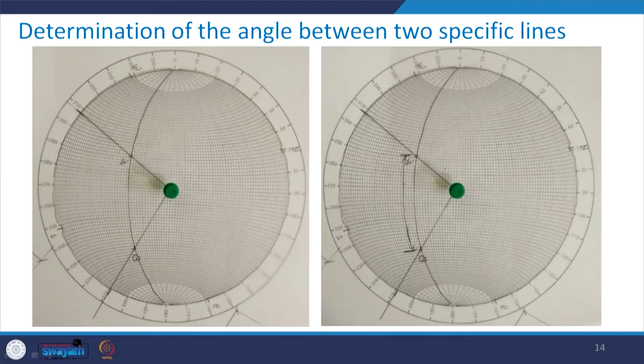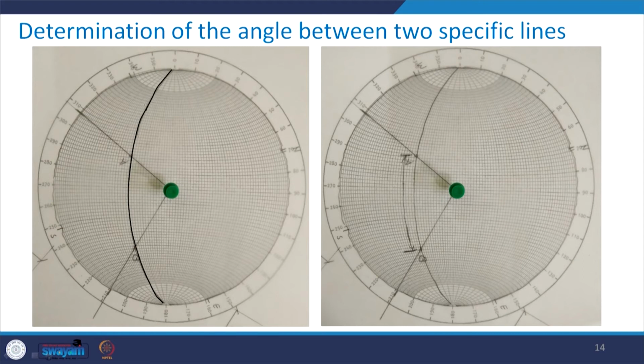So, you see I rotated this tracing sheet in such a manner that the points A and B were lying on the same great circle. So, the moment it happens, I mark that great circle here with the help of the pencil, you see like this.